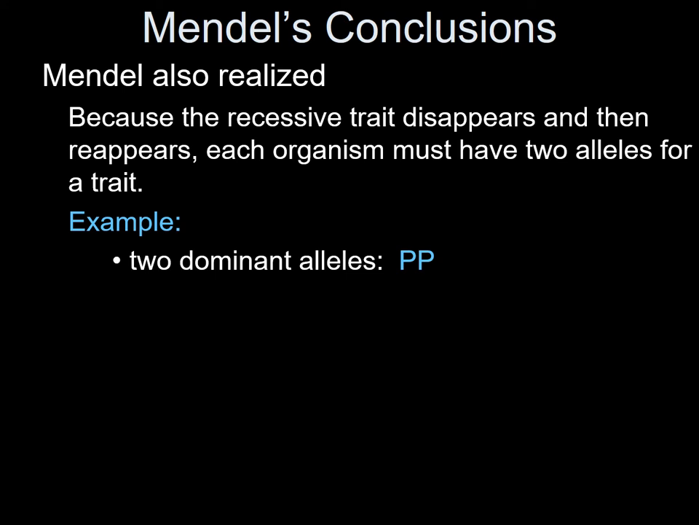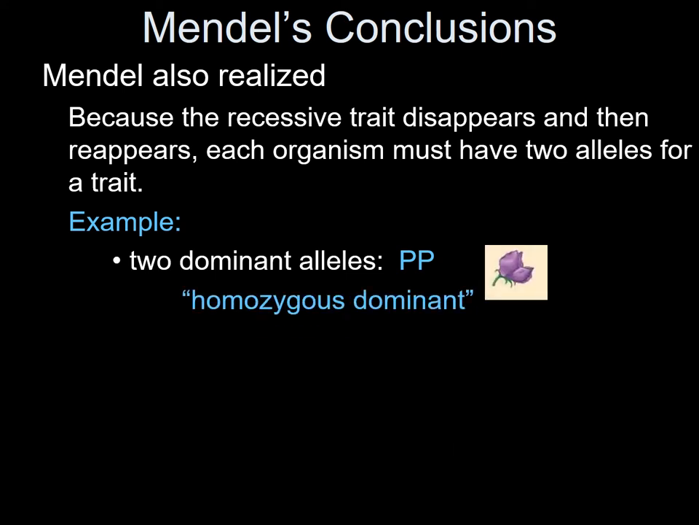When the two alleles were the same, he decided to use the word homozygous. Homo means same, and zygous refers to the zygote, which is what you get when a sperm fertilizes an egg. If you have two of the same in the zygote, it would be homozygous. Because they're both dominant, he called it homozygous dominant. And of course, the flower color would be purple, because this one says purple and this one says purple.